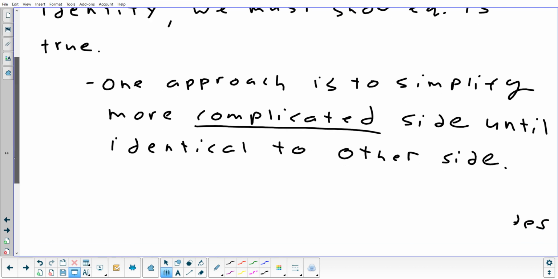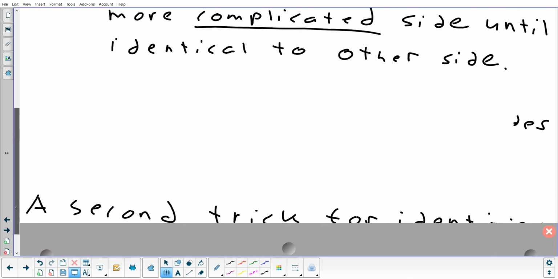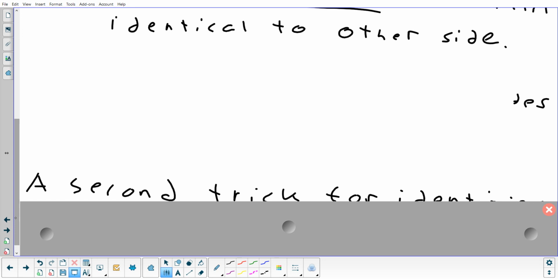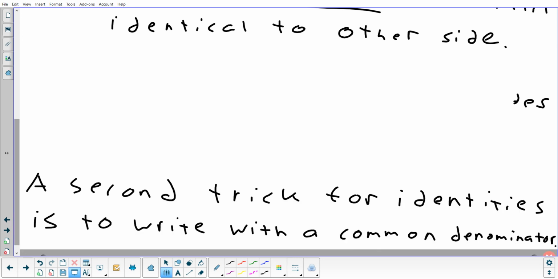So one trick we learned was try changing everything to sines and cosines. Another trick is to write with a common denominator. Let's just review that really quick. Let's say I wanted to add these two fractions up. Does anyone remember how you find a common denominator? On the common denominator, you would just multiply the denominators. Yeah, you just multiply the two denominators that you have together, and that's the common one.